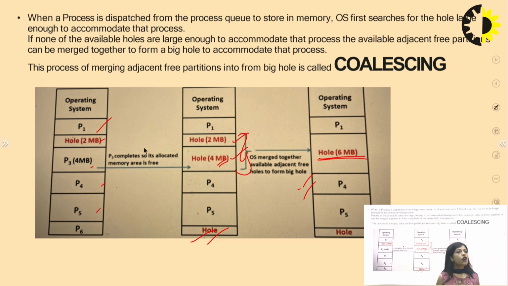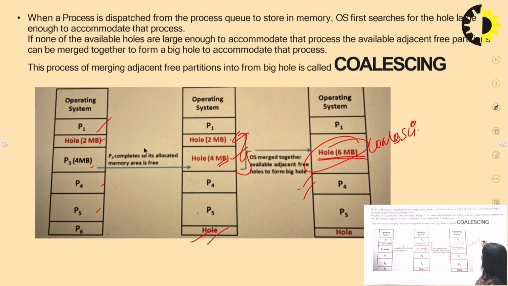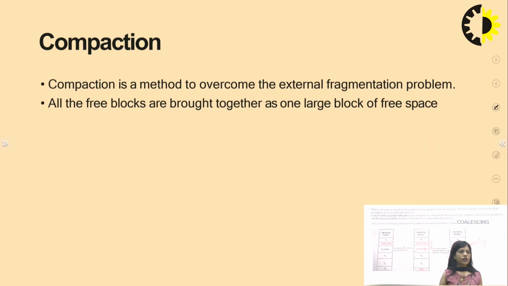So the process of merging adjacent free holes, these adjacent free holes, we merge those partitions to form a big hole. This process is known as coalescing. So the merging of freely available adjacent partition areas is known as coalescing.